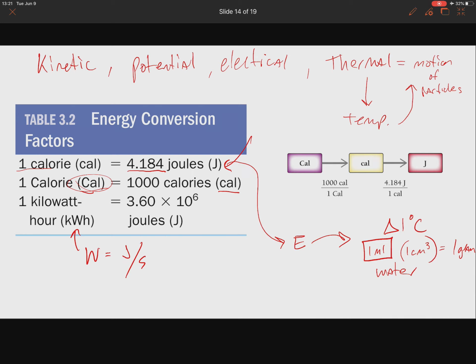Anyways, I think the average cost of electricity is about 12 cents per kilowatt hour, or like 14 cents per kilowatt hour, something like that.